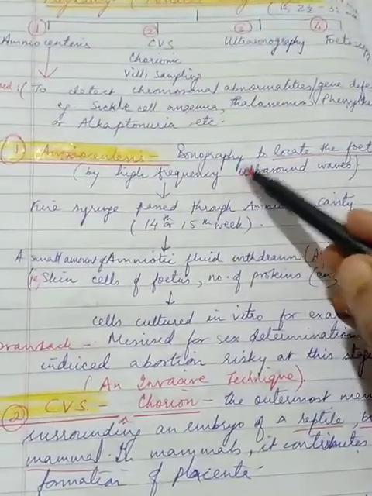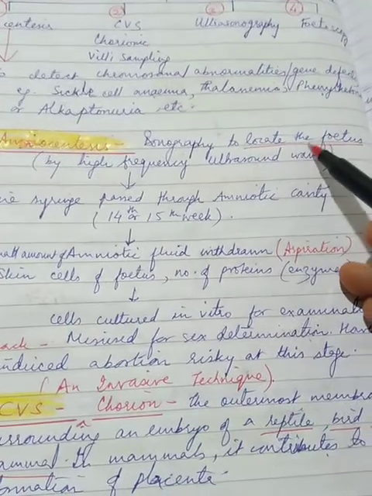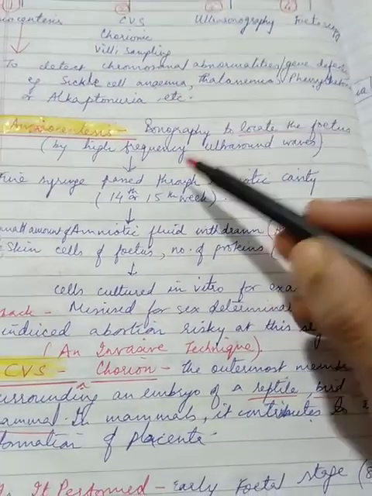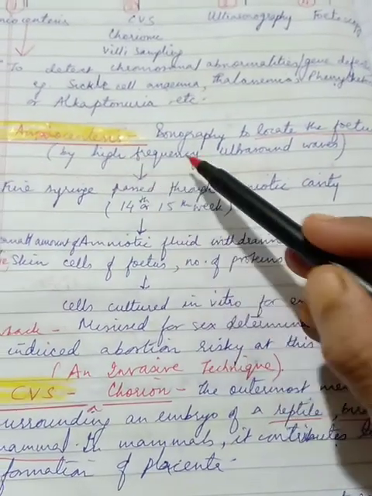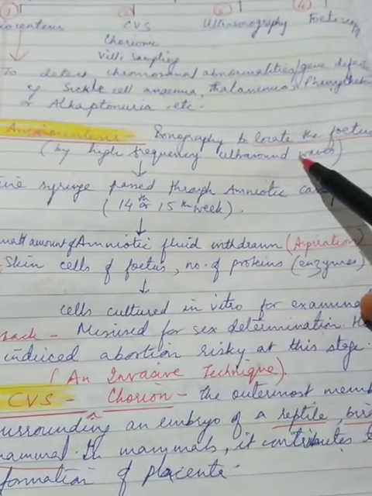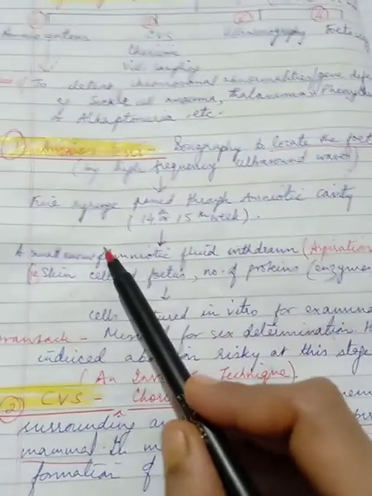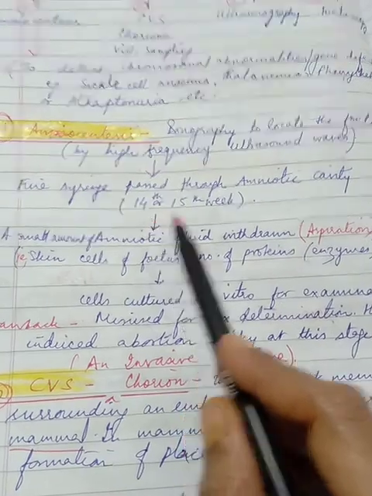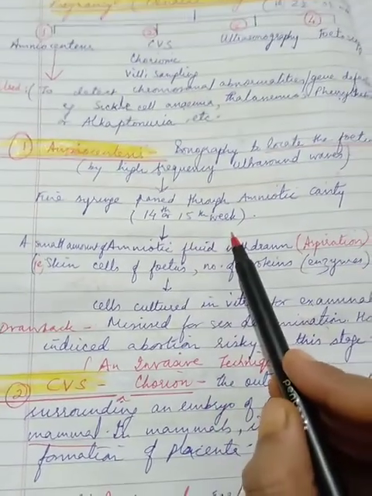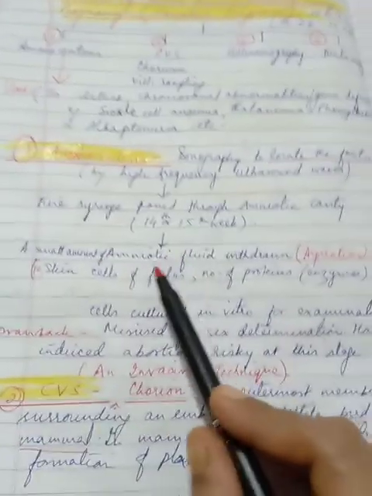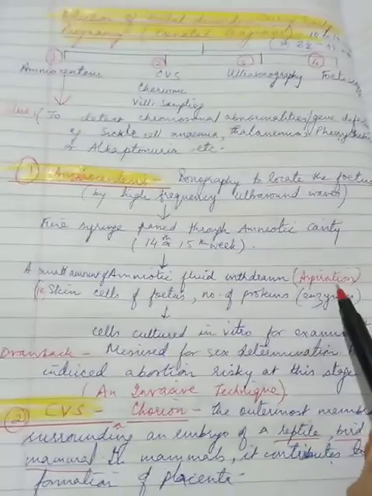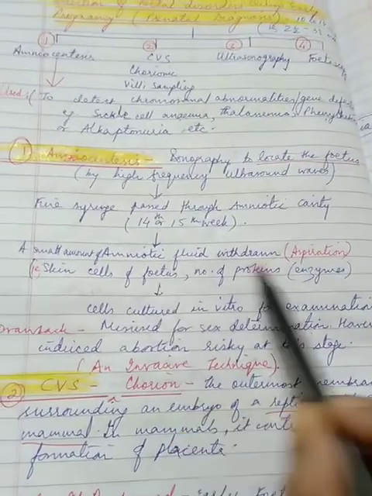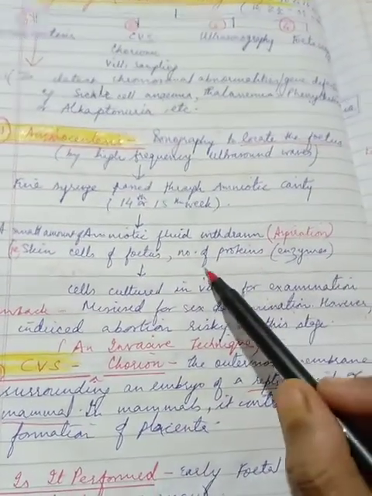First, sonography is done to locate the fetus, that is, what exactly is the position of the fetus. And what we use here is high frequency ultrasound waves, right? Now, a fine syringe is passed through the amniotic cavity. Just now I showed you how, and this is done around the 14th to 15th week of pregnancy. And a small amount of amniotic fluid is withdrawn by aspiration, which contains the skin cells of the fetus and a number of proteins or enzymes.